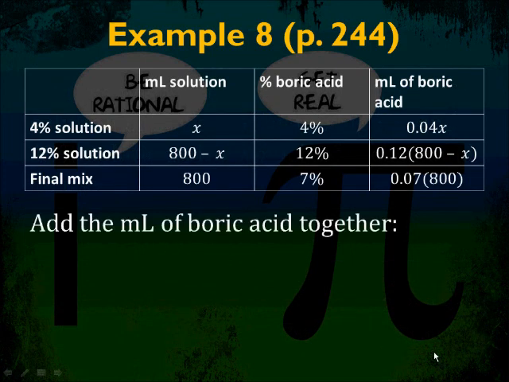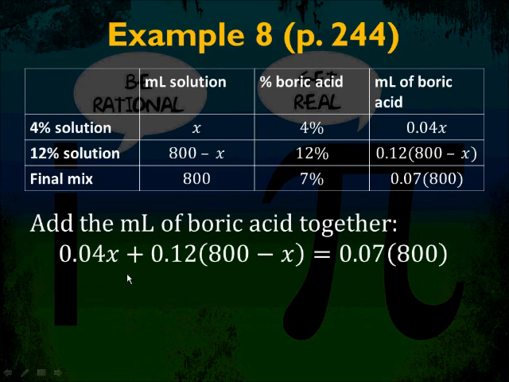Now, we add the milliliters of boric acid together to get this. 0.04x plus 0.12 times 800 minus x equals 0.07 times 800. We're using this column. So you're basically adding the two solutions together. You're trying to generate a concentration of 7%. Now you go ahead and solve for x like you would if you were just given this as an equation.